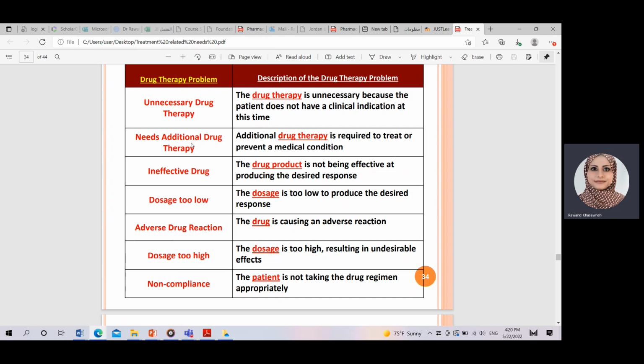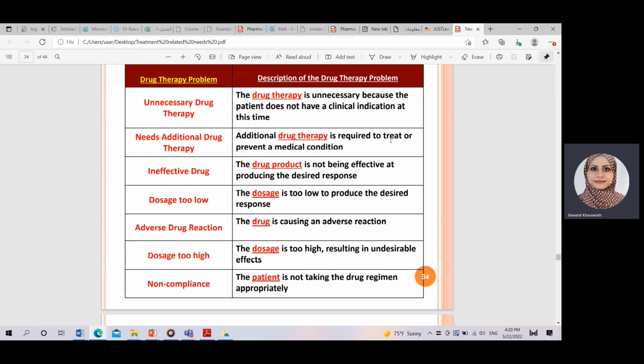In the second category of DTPs, we can list the drug that needs to be added. So additional drug therapy is required to treat or prevent a medical condition. There is a medical condition or indication that requires additional therapy that has not been added, so we need to add more medications to treat that condition. It can be in the form of preventative drug therapy due to risk of disease. So the patient needs primary or secondary prophylaxis, but he is not taking any preventive measures. So we need to add those medications.